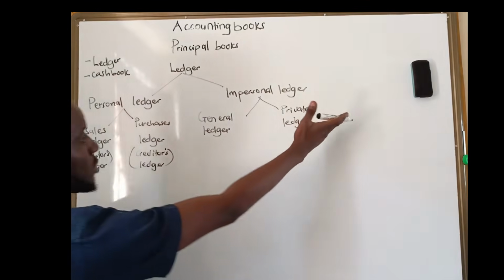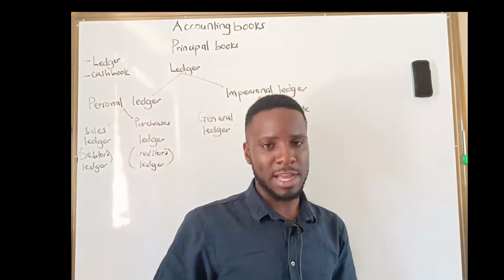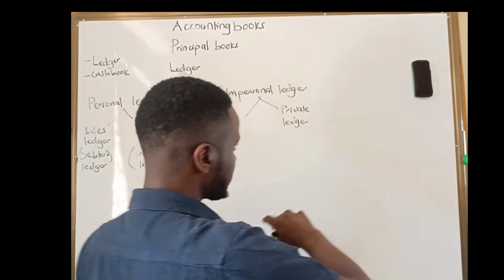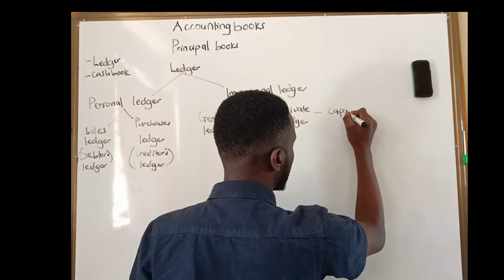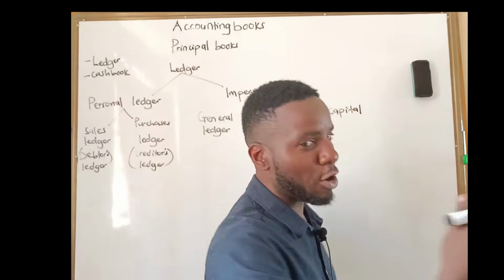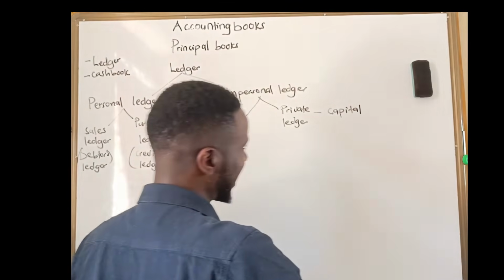Now, when we get to the private ledger, the private ledger is like the owner's ledger. Very many times, this is not revealed to very many people. For example, it has things like capital. In an organization, not everyone knows the capital the owner puts into the business. So it's known by a few people in the organization.